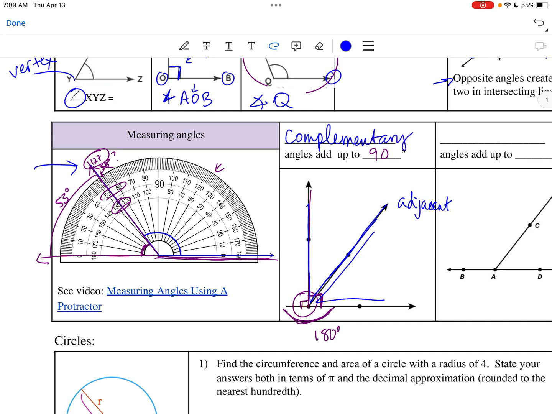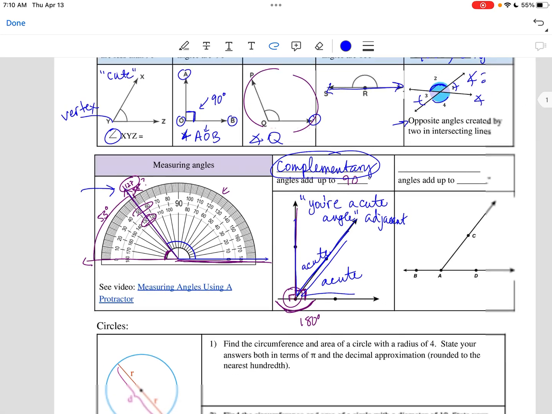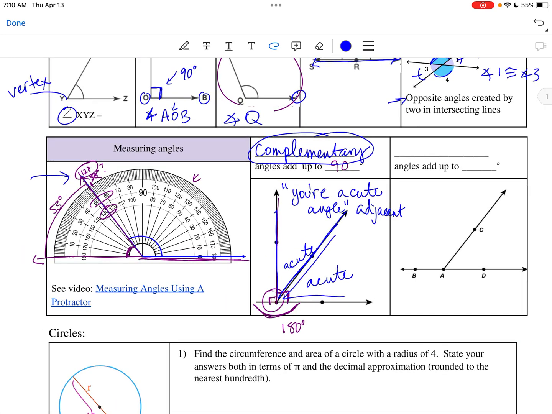And the way I remember that is complementary angles are always acute, right? Because they each individually are less than 90 degrees. And so they complement each other. One angle says to another, your acute angle. And then the other angle says back, no, your acute angle, or your acute angle too. And they give each other compliments. That's kind of a silly way to remember that.